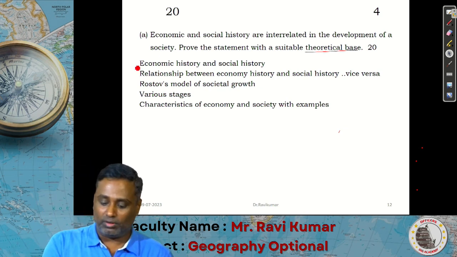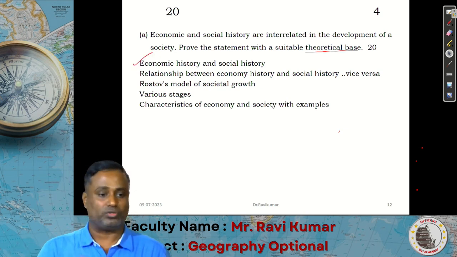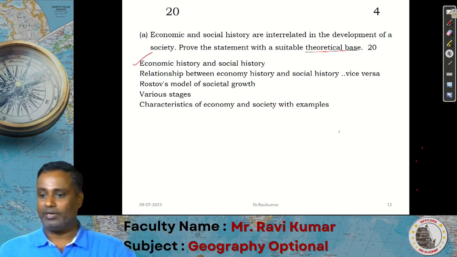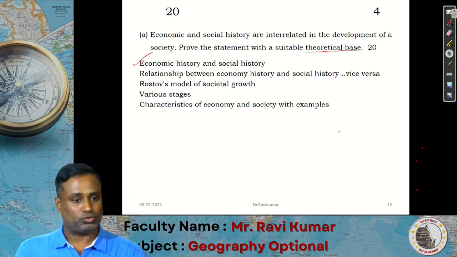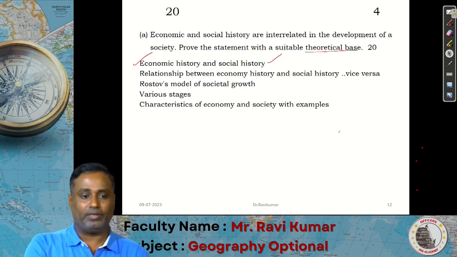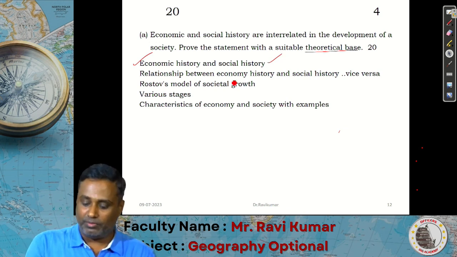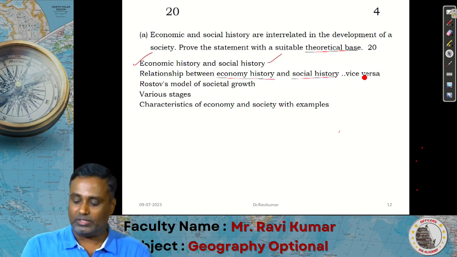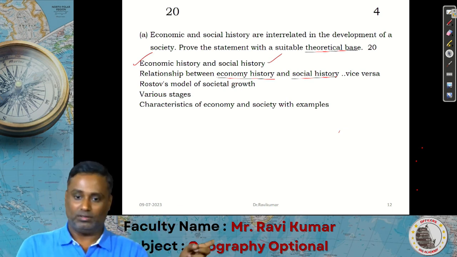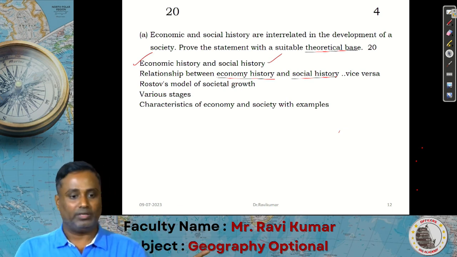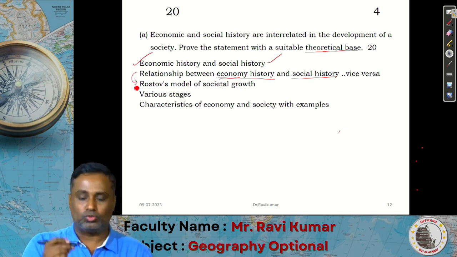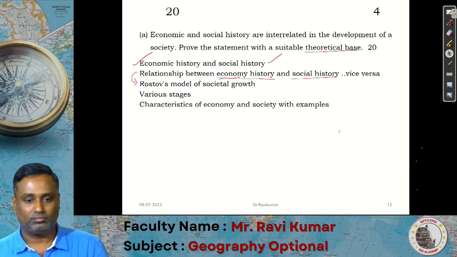We write about economic history and social history. Again, you start with the ancient, pre-industrial revolution, post-industrial revolution, and how the society behaves. The relation between economic history and social history is vice versa: economic history influences society, and social history explains economic history. So both influence each other. Now this concept is explained in Rostow's model, the stages of growth.